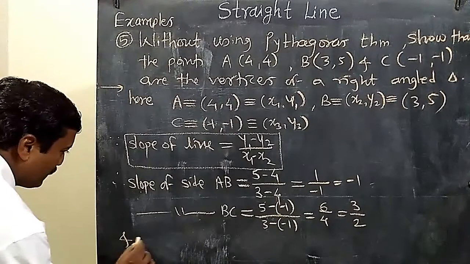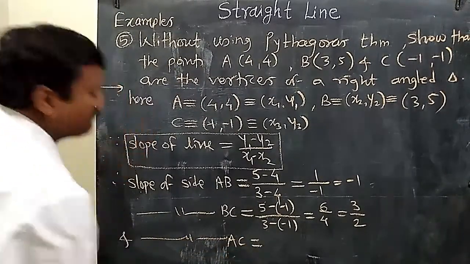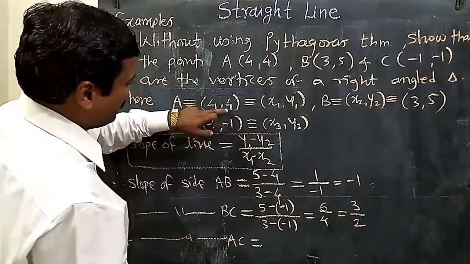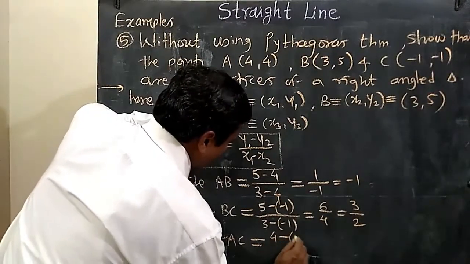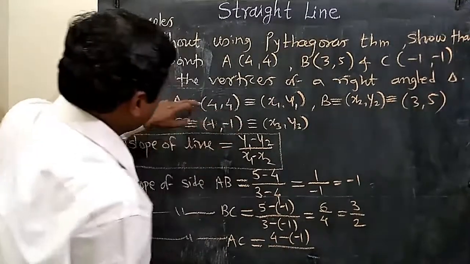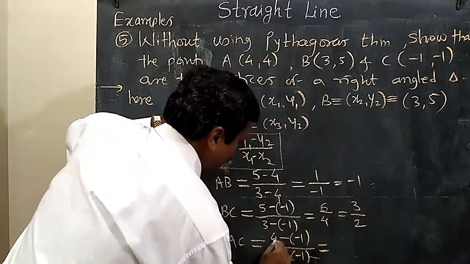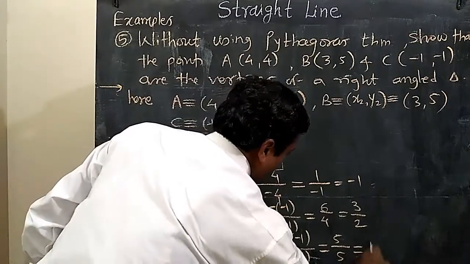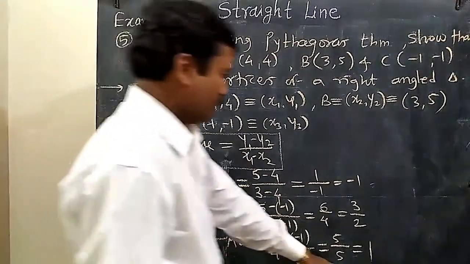And last, slope of side AC. Here is A, here is C. Take the difference in y coordinates, that is 4 minus 1, upon 4 minus 1, so it is equal to 5. This is also equal to 5, and the resultant slope of side AC is 1.